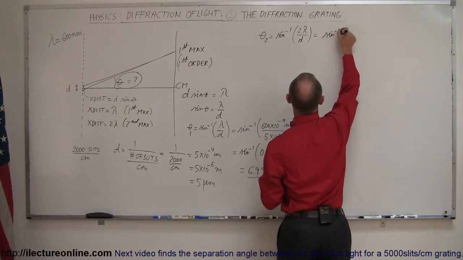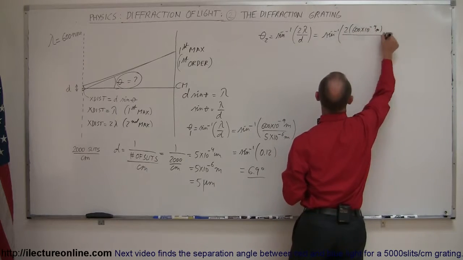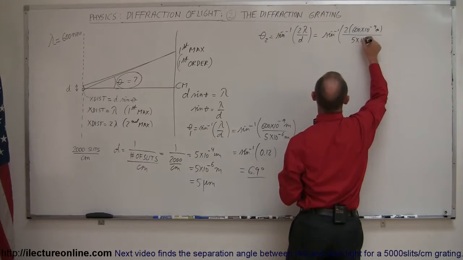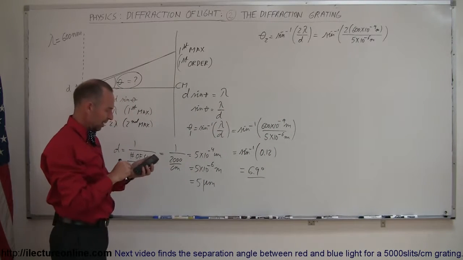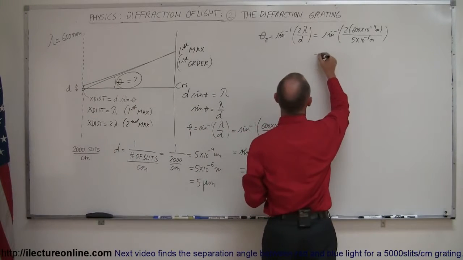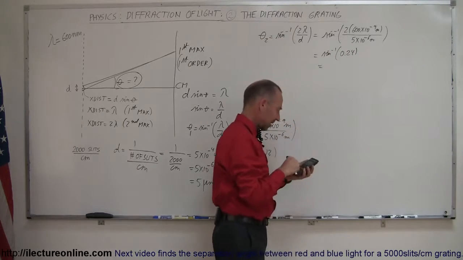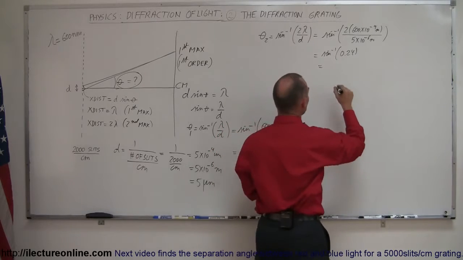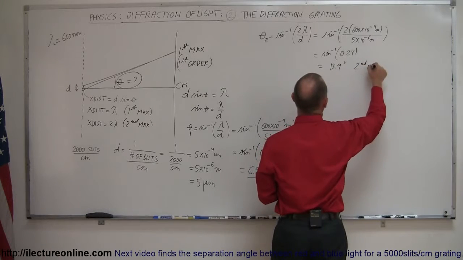We get the arc sine of 2 times 600 times 10 to the minus 9 meters divided by 5 times 10 to the minus 6 meters. And see what we get this time. So we get 1200 e-9 divided by 5 e-6, which equals the arc sine of 0.24. And when we take the arc sine of that, we get 13.9 degrees. And that would be, of course, for the second maximum.